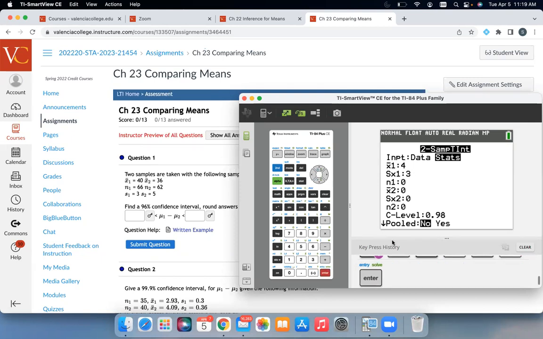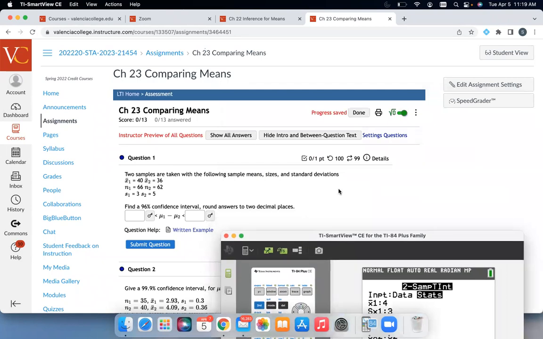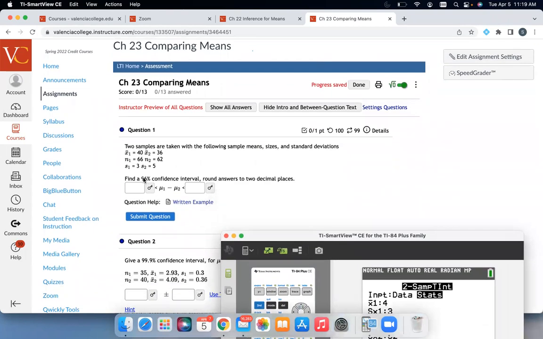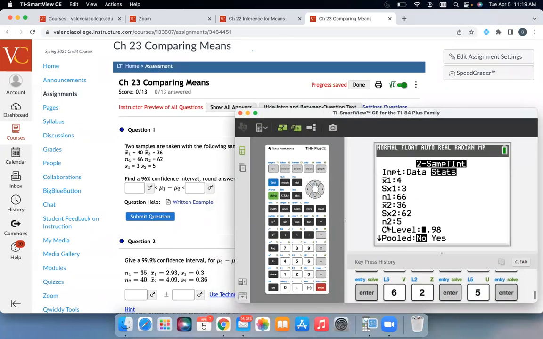3, 66, 36, 62, and 5. And what was my confidence level? Oh, right there, 96. That's the one people forget to change. They'll type all that in and then forget to change this one. For pooled, always say no on pooled. And there's our interval.